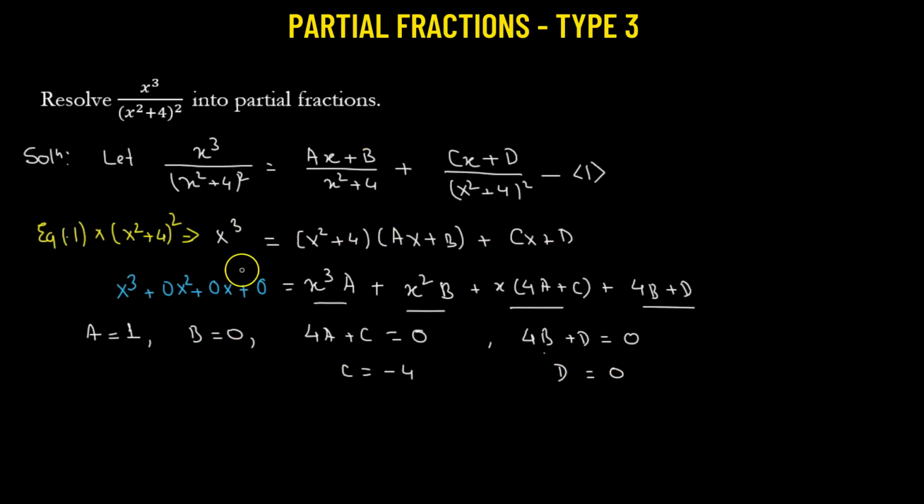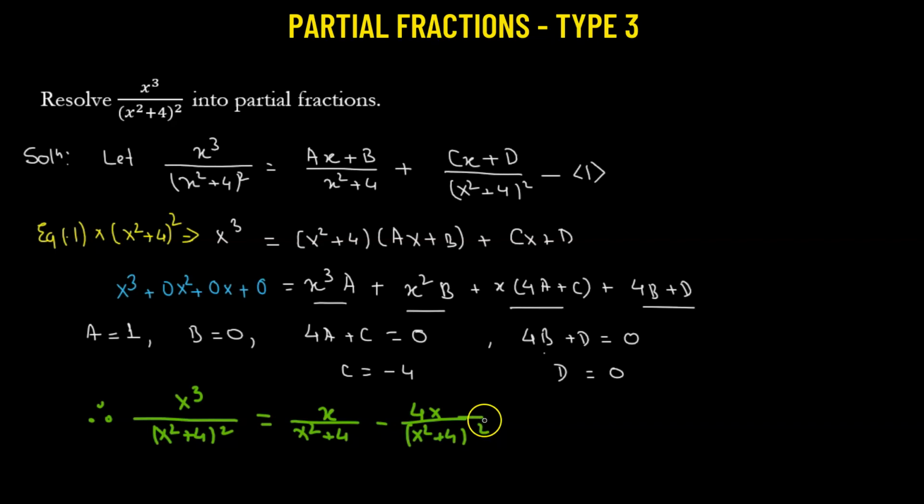Let's substitute this back into our original equation, and this is going to give us the final result. So x cubed divided by (x squared plus 4) whole squared is going to be expressed as, we have (ax plus b), so that's simply x divided by (x squared plus 4), and then, since c is negative 4, we have negative 4x divided by (x squared plus 4) whole squared. So we have successfully resolved our given rational fraction into its constituent partial fractions.